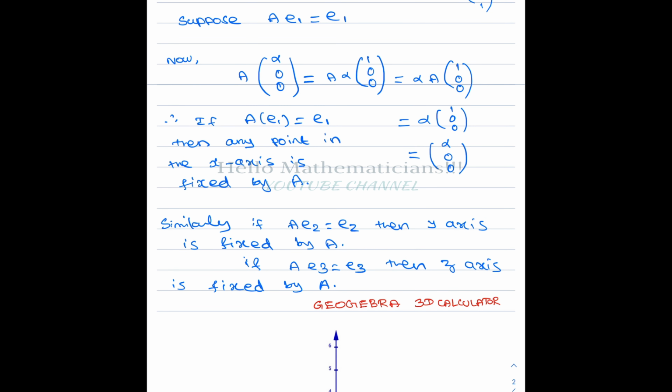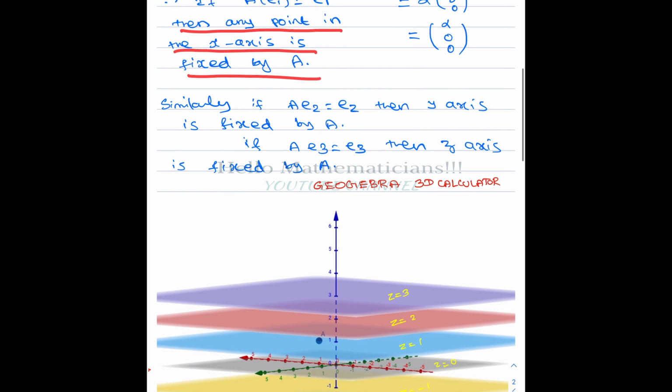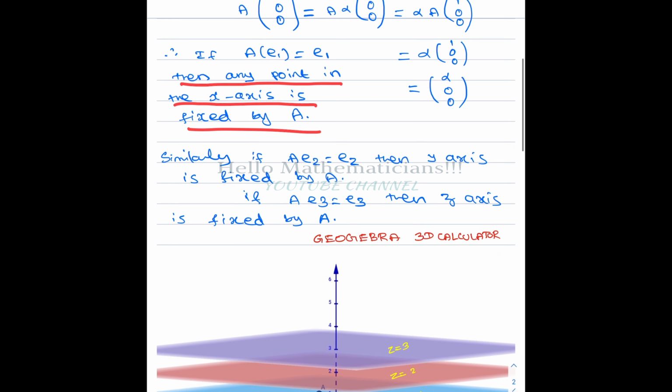Now, A of (alpha, 0, 0) can be written as alpha times (1, 0, 0). A is a linear transformation, so the scalar comes outside. A of (1, 0, 0) is again (1, 0, 0). You take the alpha back inside, and you get (alpha, 0, 0). So if A of E1 equals E1, then any point on the x-axis is fixed by A. That is our first observation.